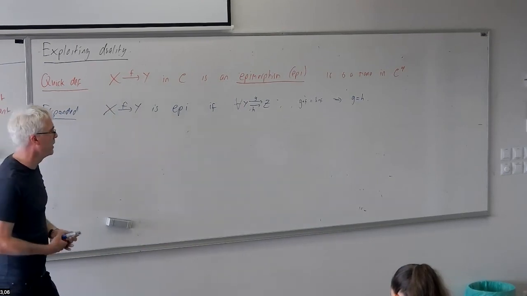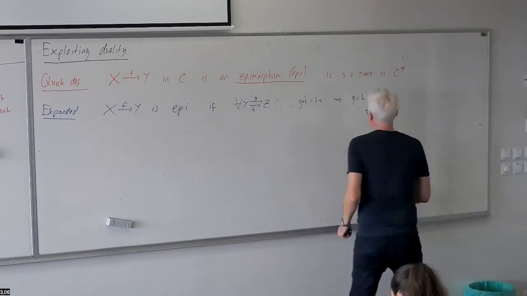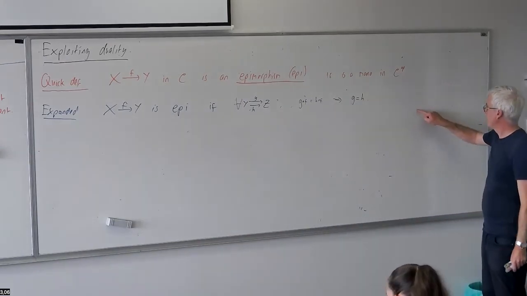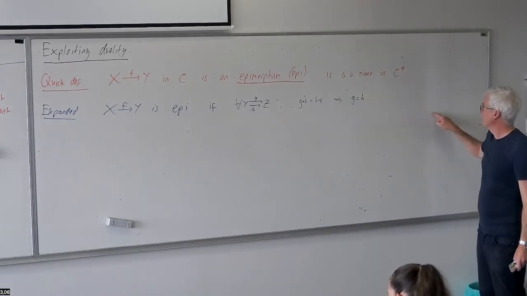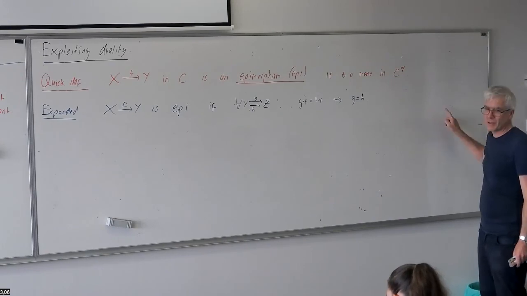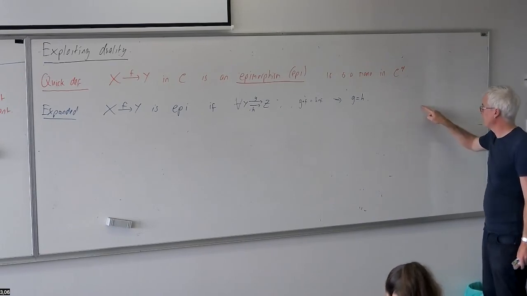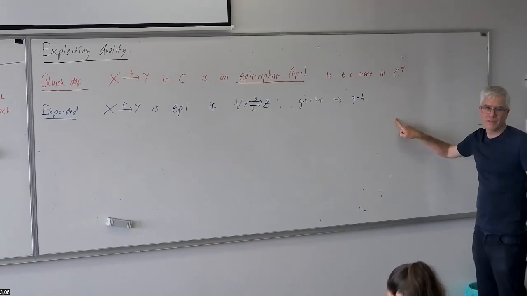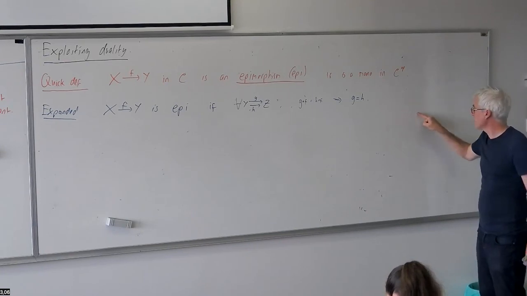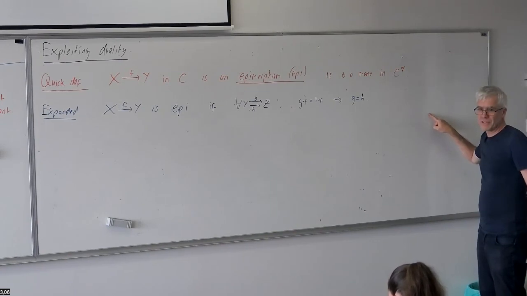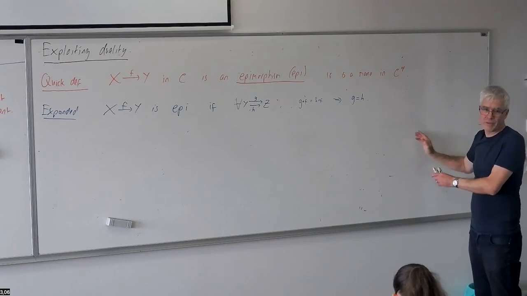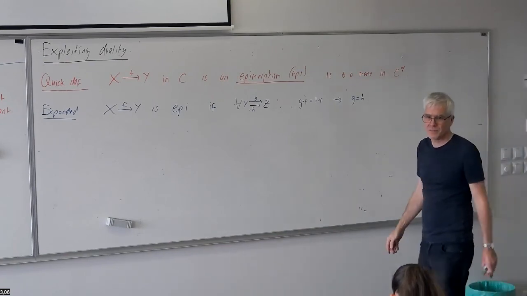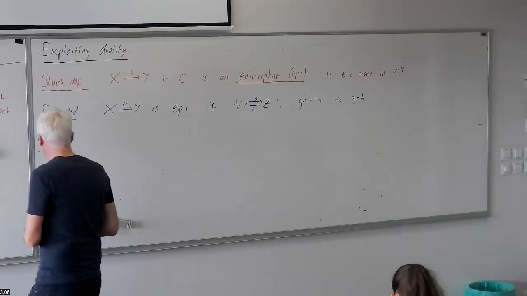So for example, we had the property last week as an exercise that if you have a pair of maps and the composite is a monomorphism, then the left-hand map is also a monomorphism. That was one of the properties last week. The dual property is if you have a pair of maps and the composite is an epimorphism, then the right-hand map is an epimorphism. That follows for free from the result we already have. It was an exercise last week, the monomorphisms.